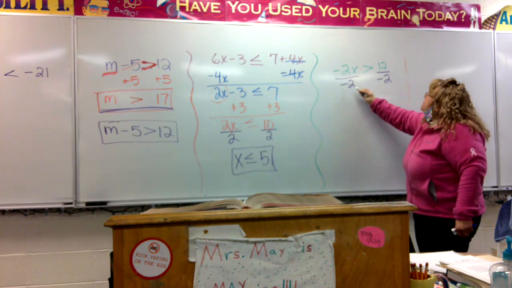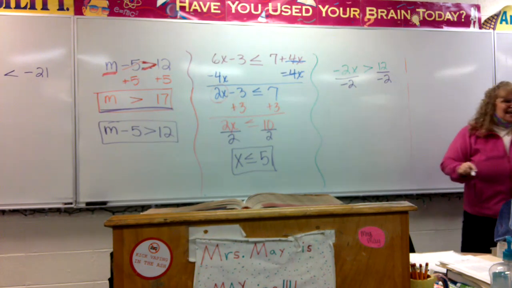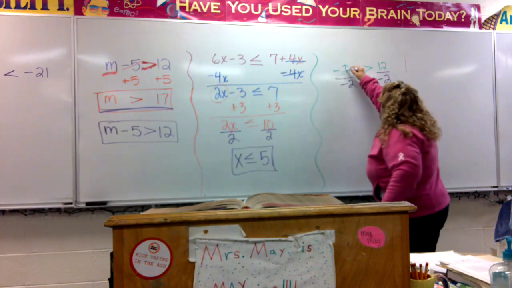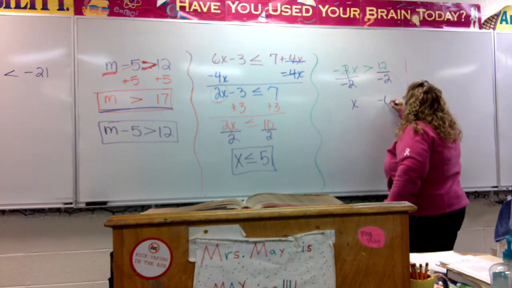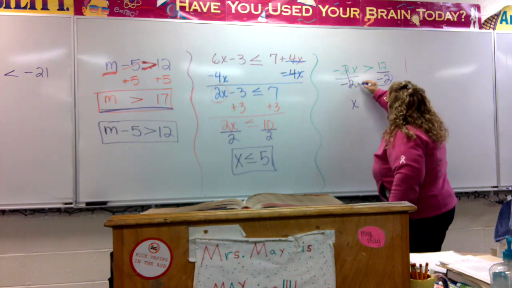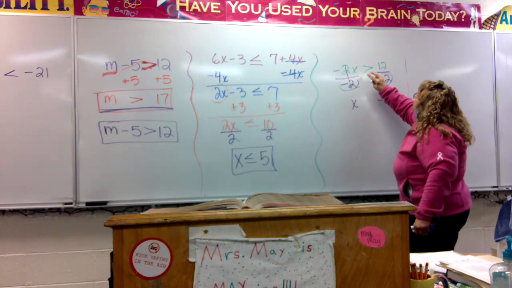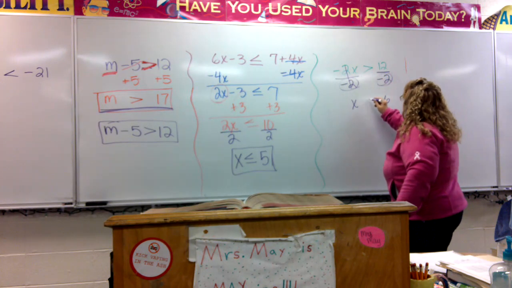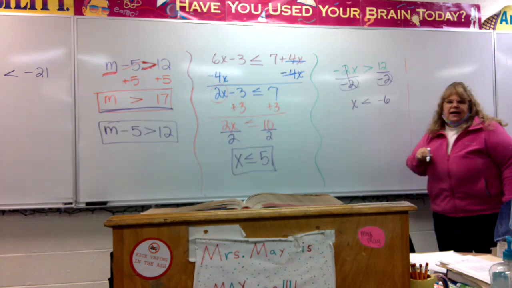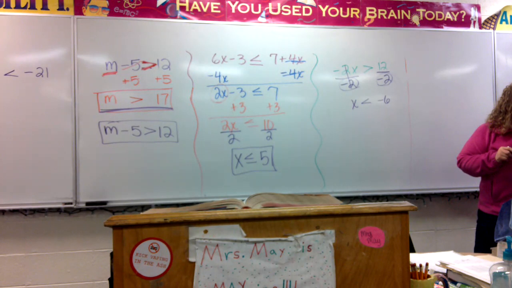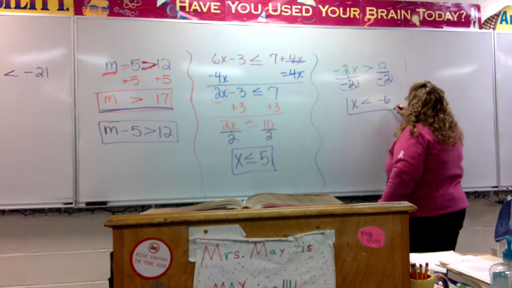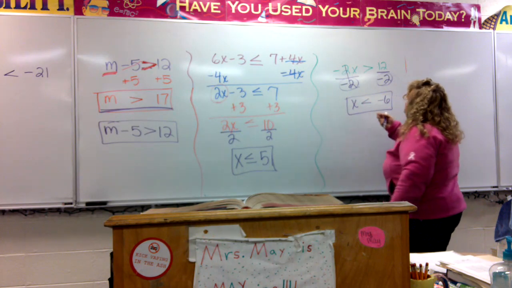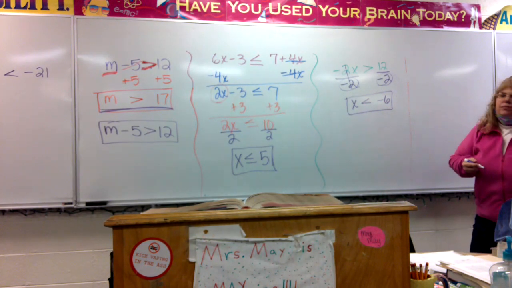Since we are dividing both sides by a negative, what do you get here? Since we divided both sides by a negative, you flip the inequality. So put the little sign that way instead. Does that make sense? If you multiply or divide by a negative, you flip the inequality over.